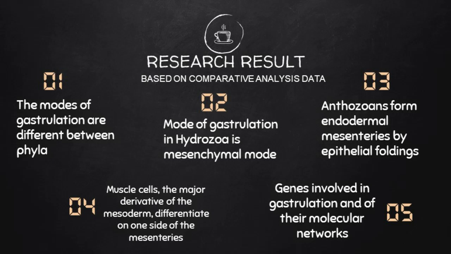From the data that we analyzed, we can find that the result has 5 points. The first point is the modes of gastrulation are different between phyla, and the second is the mode of gastrulation in hydrozoa is mesenchymal mode. The third is anthozoans form endodermal mesenteries by epithelial folding, and the fourth is muscle cells, the major derivative of the mesoderm, differentiate on one side of the mesenteries. And the fifth, there are genes involved in gastrulation and their molecular network. Okay, so that's what I can explain.